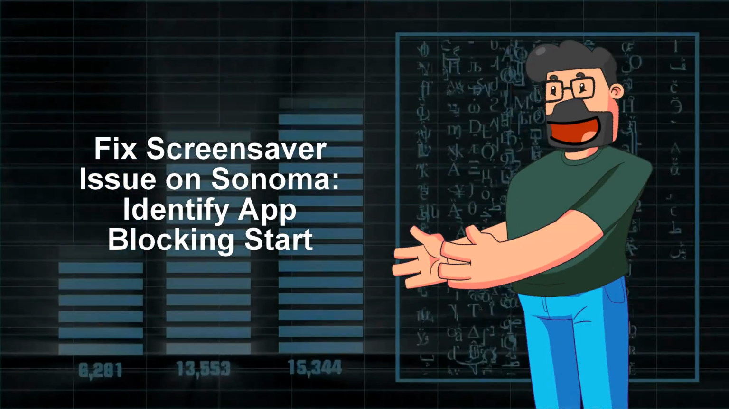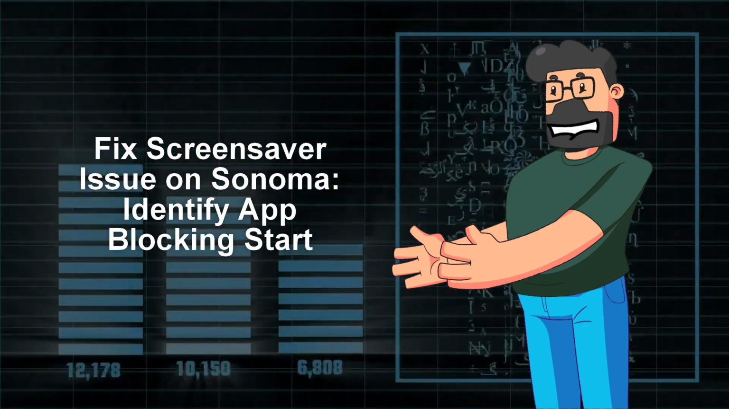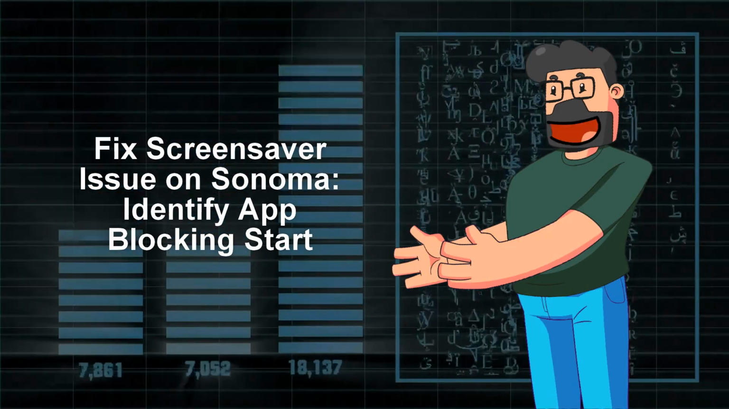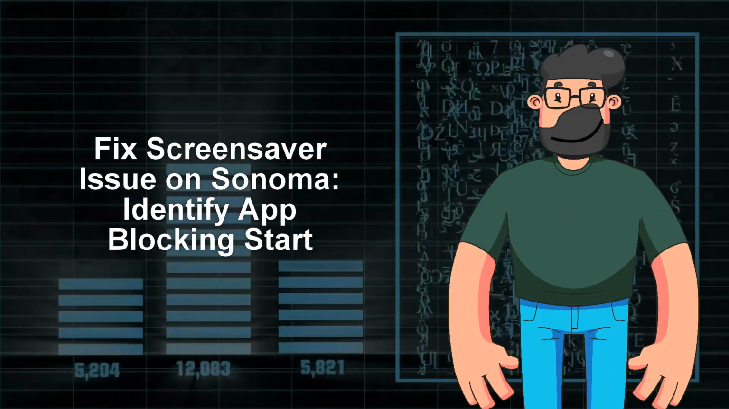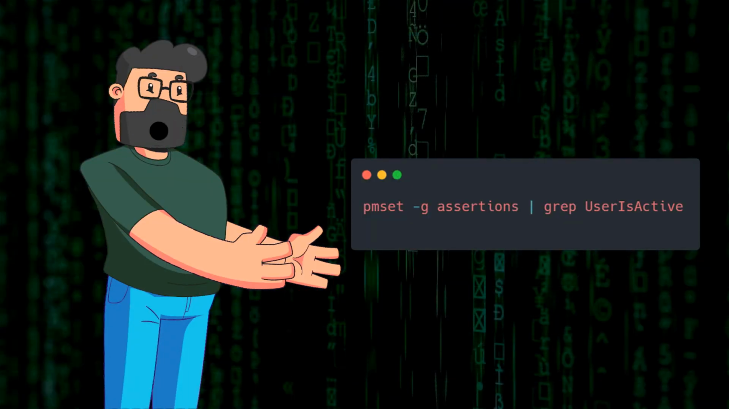Lately, I've been noticing that my screensaver isn't kicking in after the designated 2-minute interval. Quite the dilemma, right? I've got a bunch of third-party apps running on my MacBook Pro, and I suspect one of them might be causing the issue. Now let's delve into the solution for this screensaver conundrum.